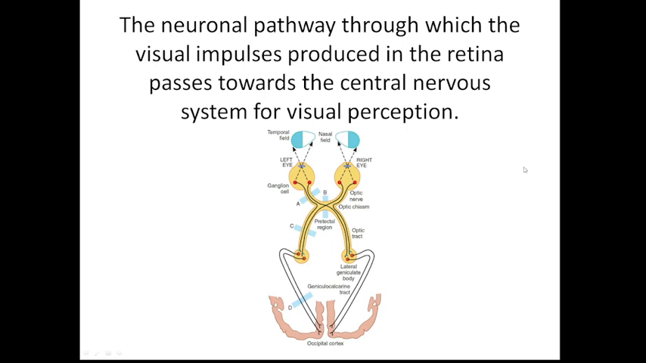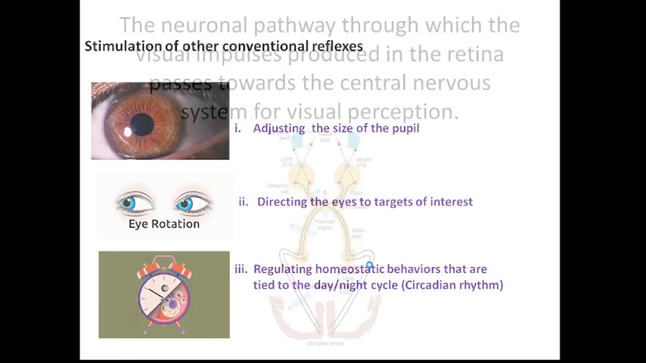So we can say that the neuronal pathway through which the visual impulse produced in the retina passes towards the central nervous system for visual perception is called the visual pathway. The visual pathway can be defined as the neural connections which connect the rod towards the occipital cortex for visual perception. This is the schematic diagram of the visual pathway. Later on we will discuss it.